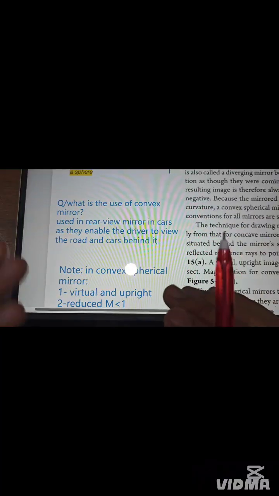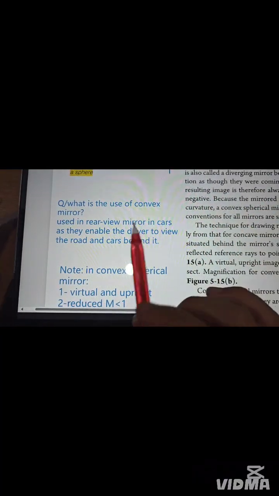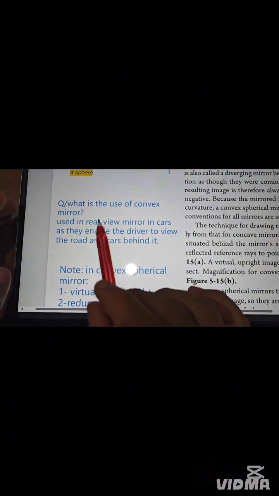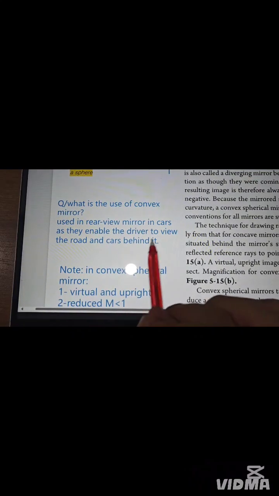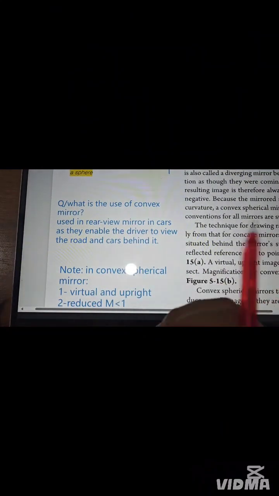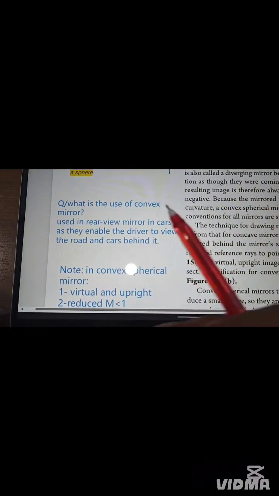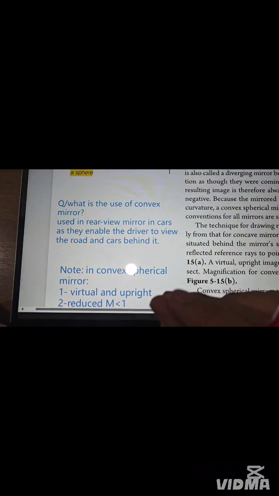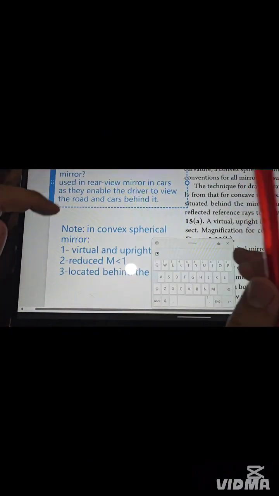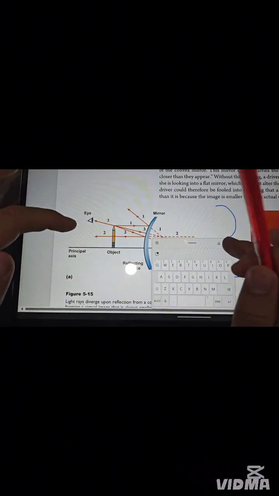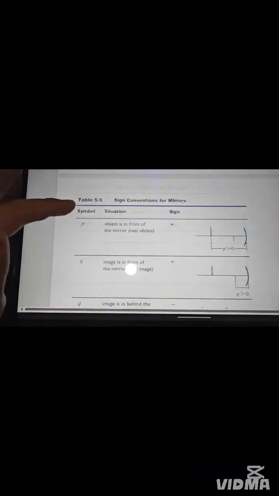If you look at the front of cars, from right and left, there are two rear view mirrors. Why are we using rear view mirrors in cars? To see the cars that will come behind us, to see the roads, or to see how many cars are coming behind us. So this type of mirror that we are using in cars is a convex spherical mirror.